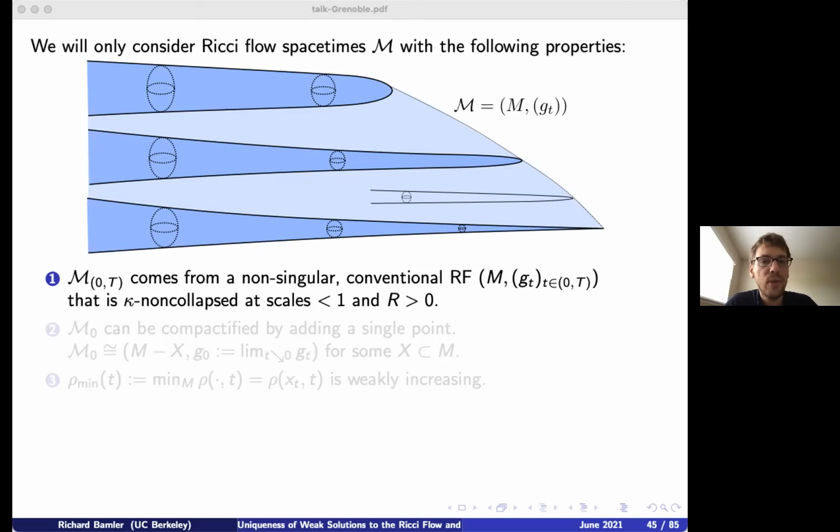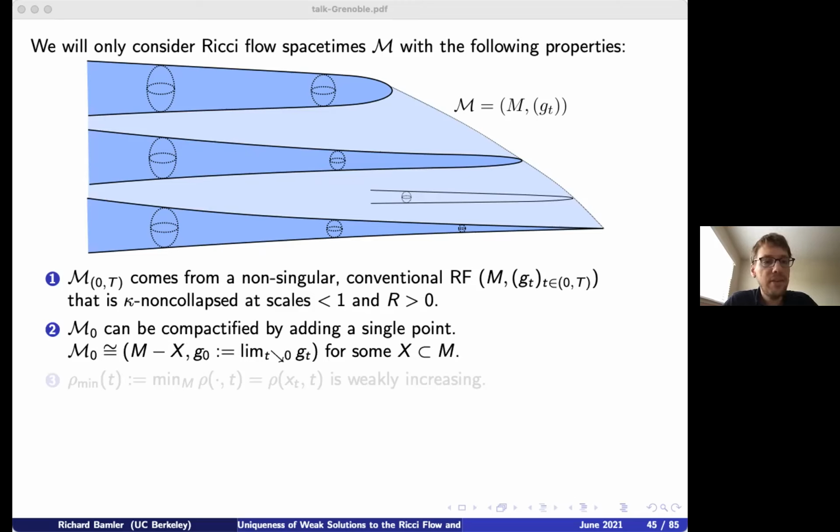And I'll assume that this flow is kappa non-collapsed at scales below 1, and I should also say it satisfies the epsilon canonical neighborhood assumption. So let's just say, for simplicity, below scales 1, we can always rescale. And it's also assumed that the scalar curvature is always positive. This will also slightly simplify the presentation. Okay?